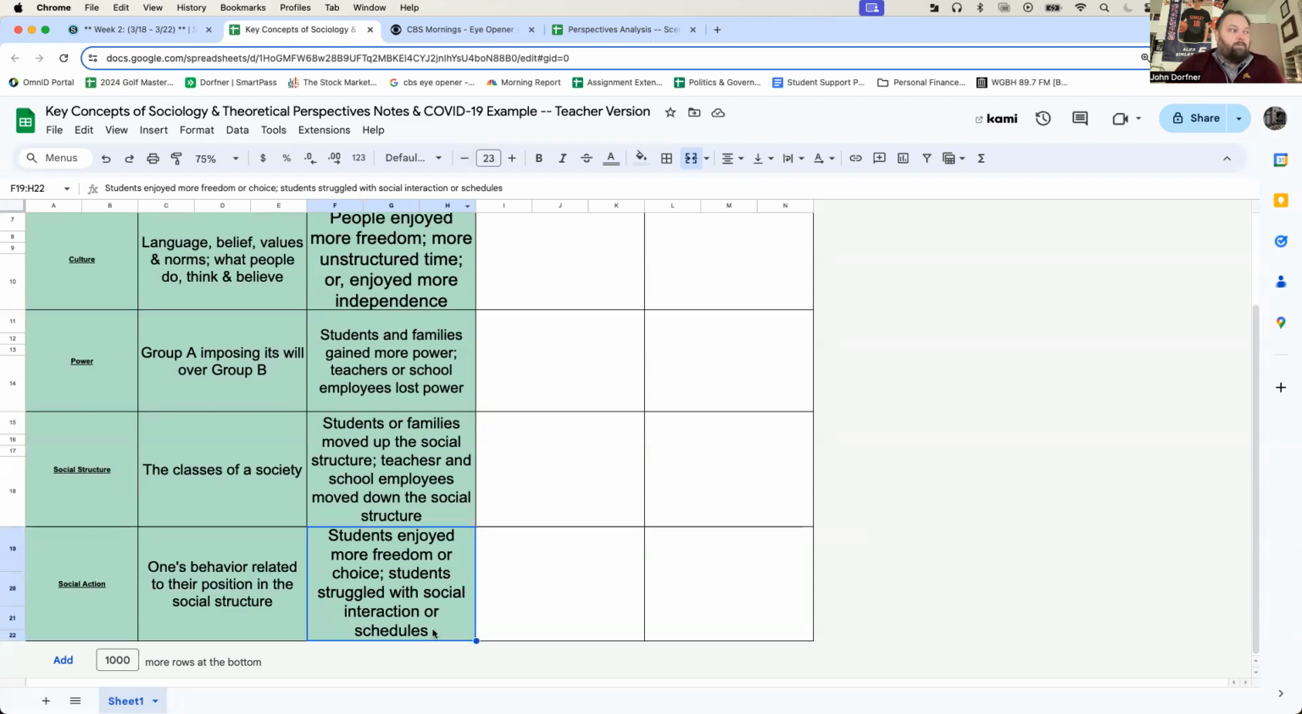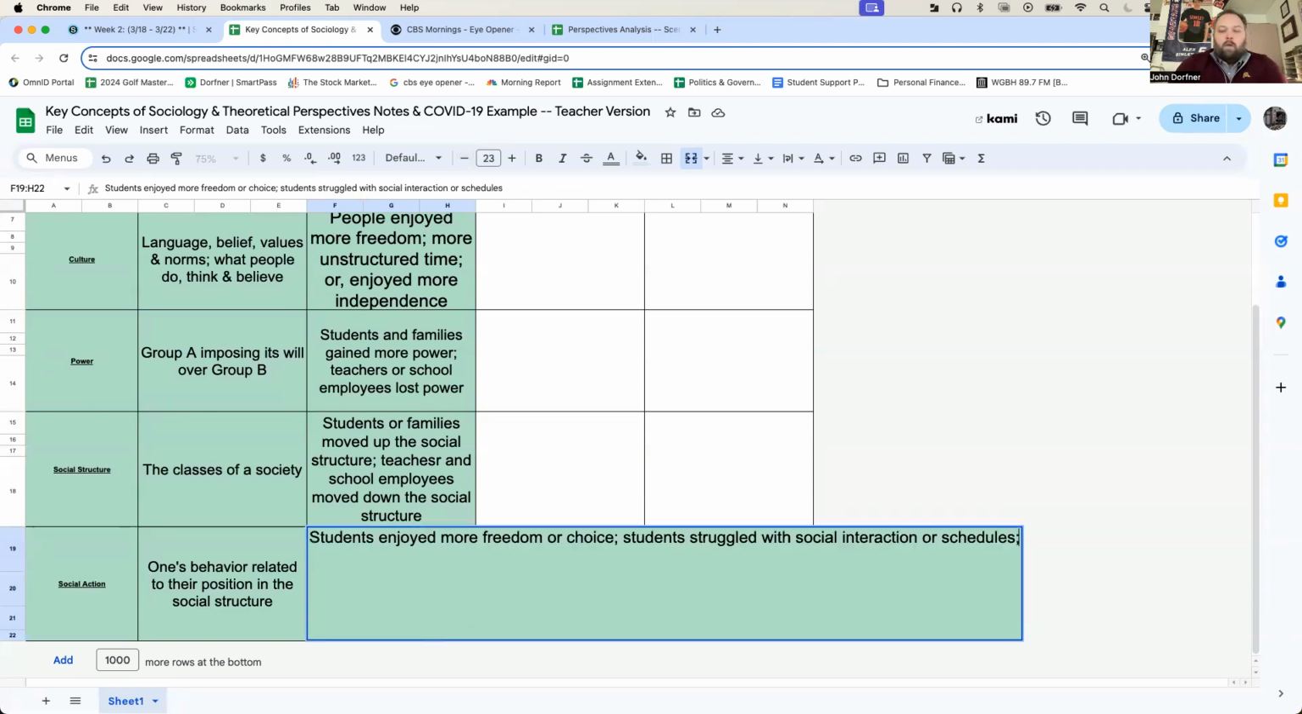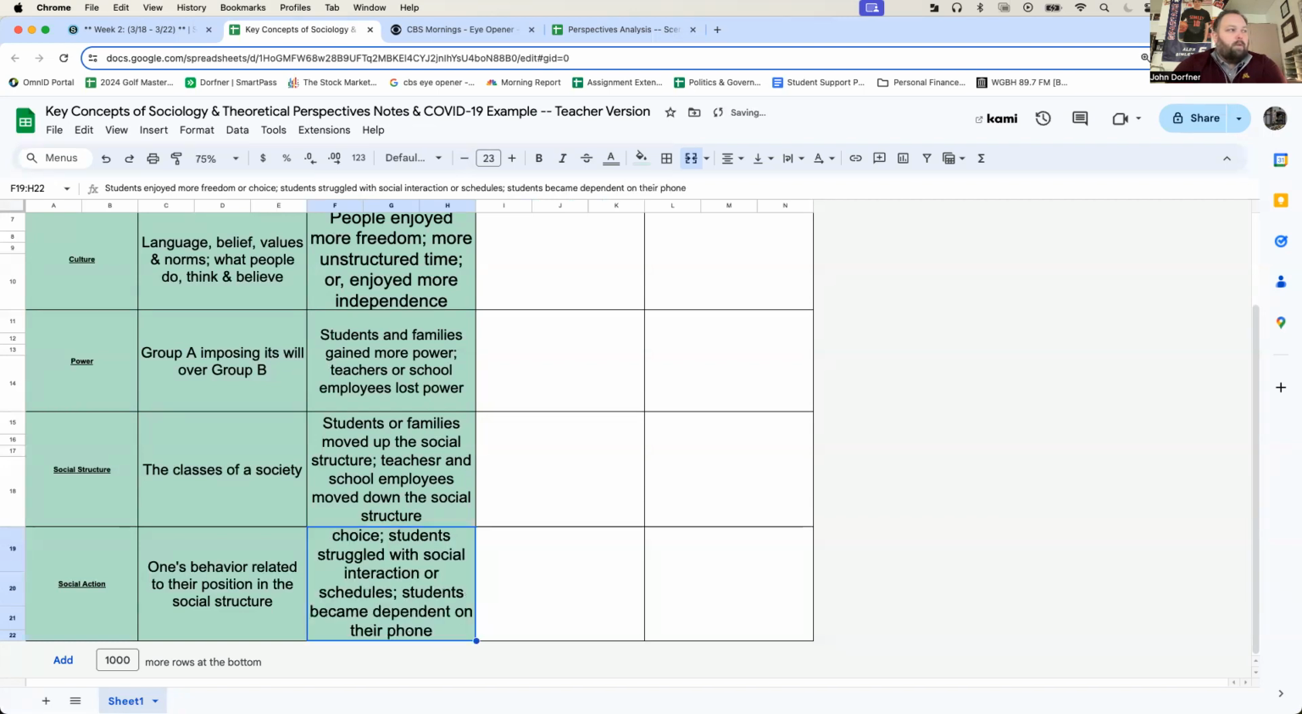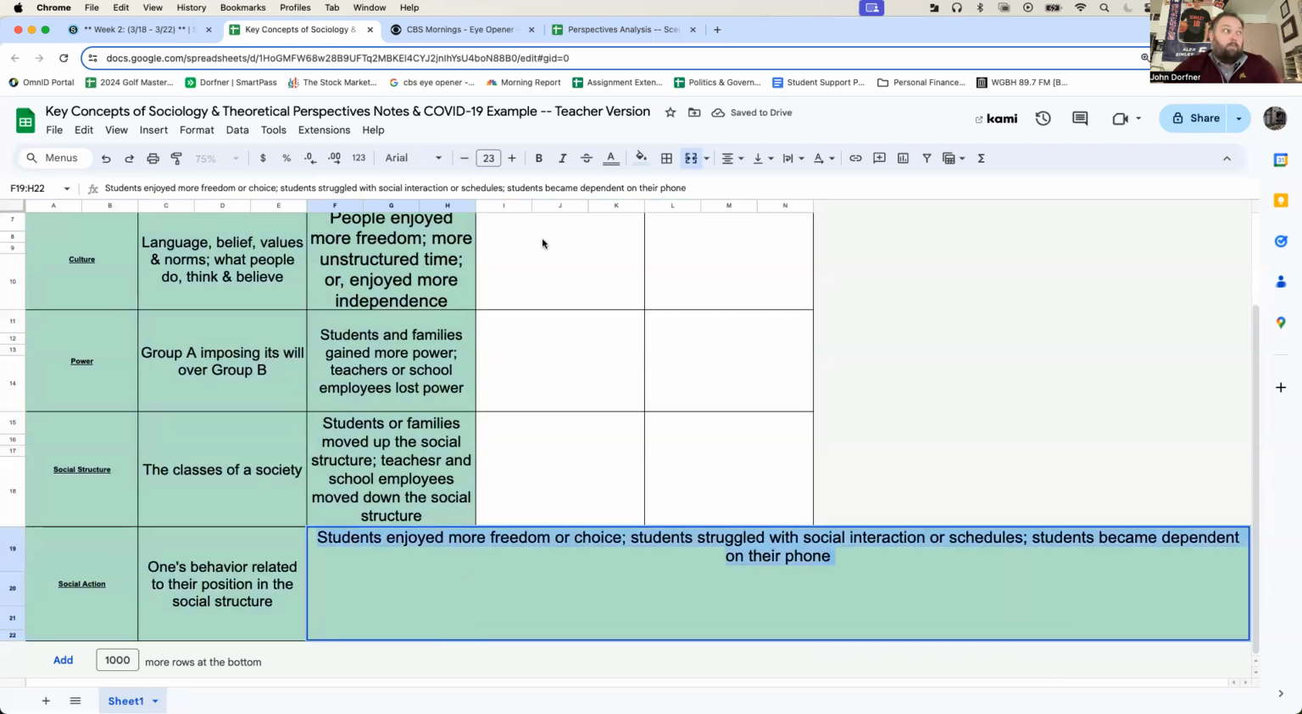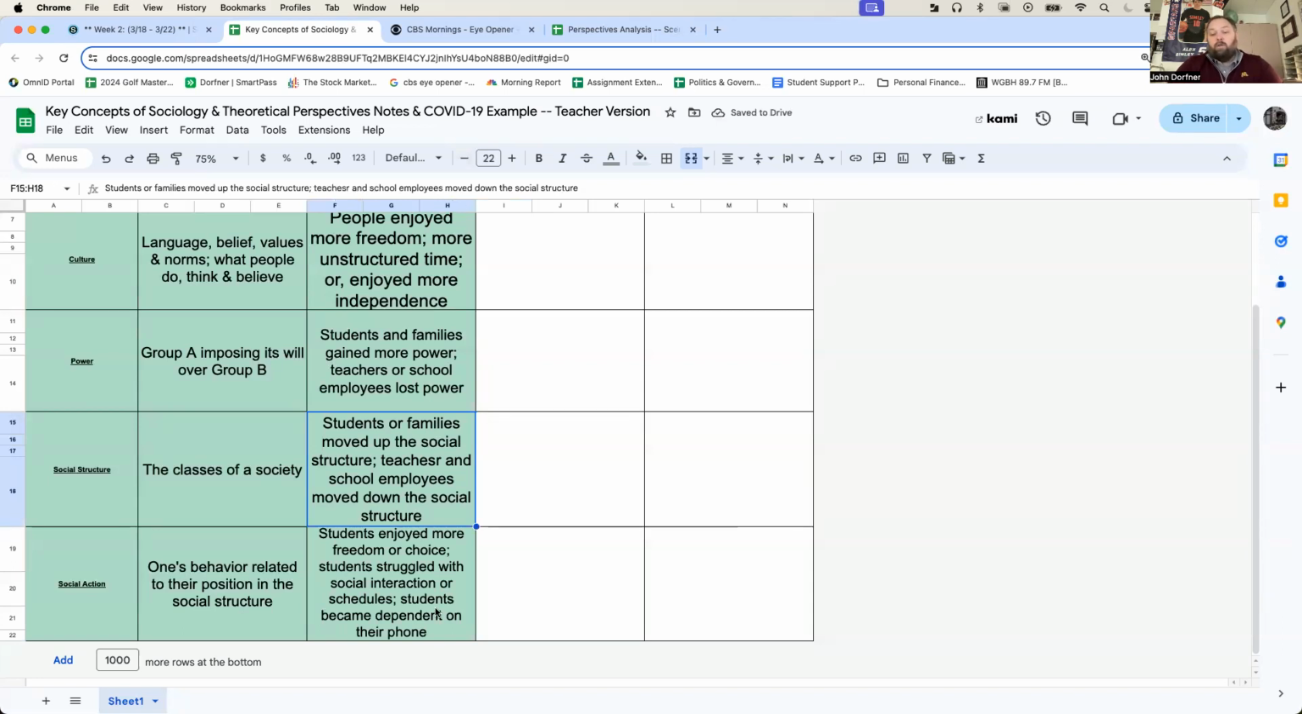Or, oh, this is a good one. Students became dependent on their phone. Because again, you guys were home for a year and a half, 2 years. You became attached to it. Prior to it, for 9 months out of the year, you weren't supposed to be on your phone for half of the day. During COVID, when you guys are at home, I would imagine you're on your phone the entire time. Again, an example of social action.